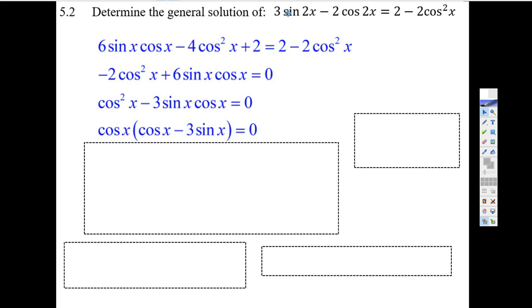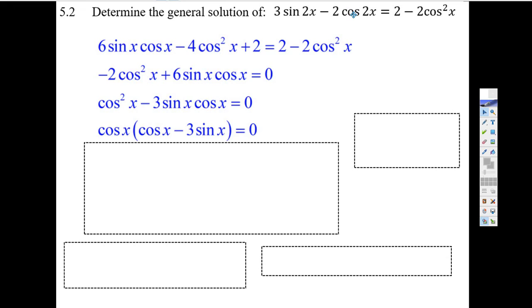sine x cos x, and 3 times 2 makes this 6 sine x cos x. Okay, and what did I do here? 2 minus cos squared. Oh, I took 2 cos 2x and I changed it to 2 cos squared x minus 1. Why? Because I saw this cos squared and I thought them things might cancel.